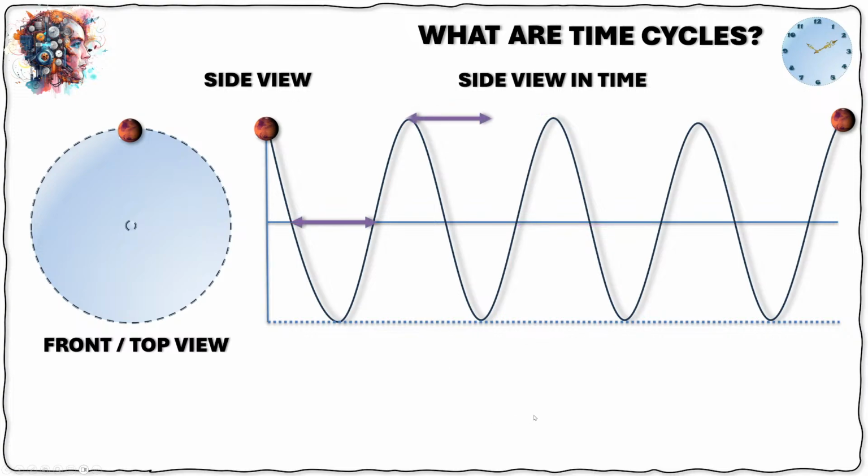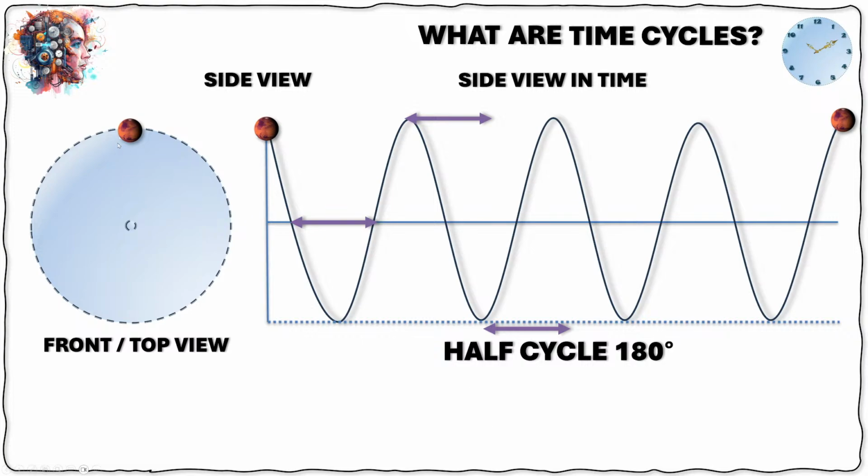Moving forward, when it moves 180 degrees, so it moves from top to bottom, that is 180 degrees. When it moves from bottom to top, again 180 degrees, or from a middle point to the middle point on the other side, that is also 180 degrees.